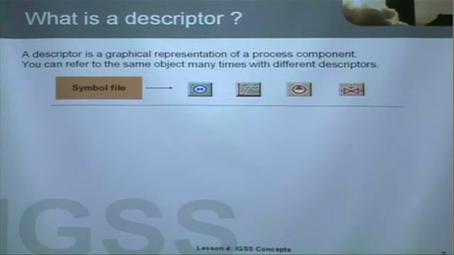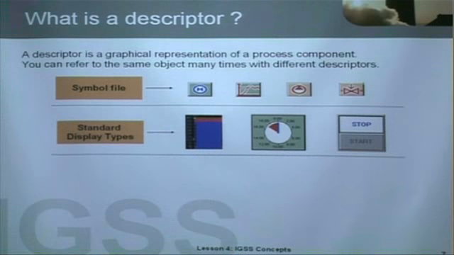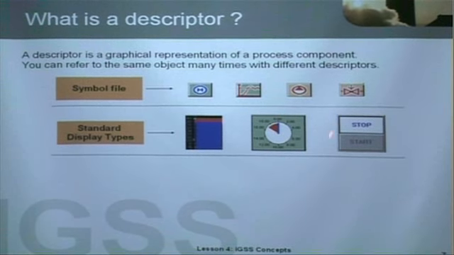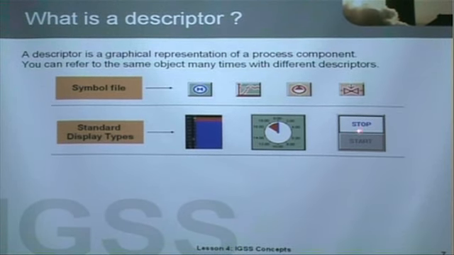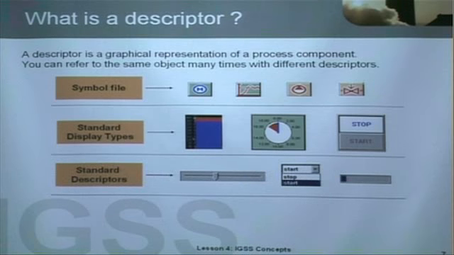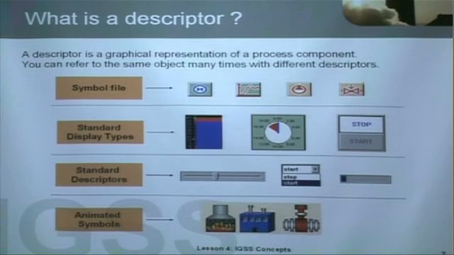We have many different descriptors in IGSS. First, we have the built-in symbol file with industry standard symbols. Here we see a motor, for example. We have standard display types such as the bar display, circular display, and command field for digital objects where you show the digital commands. We have standard descriptors such as the Windows slider bar, Windows combo box, Windows progress bar. And we have a collection of symbols called animated symbols, and this is in fact the symbol library collection that is well known in the SCADA industry.